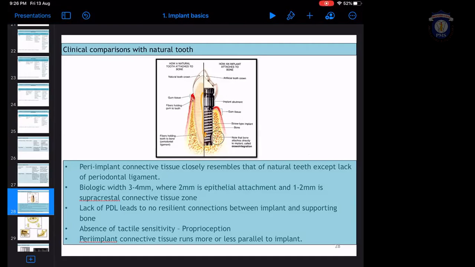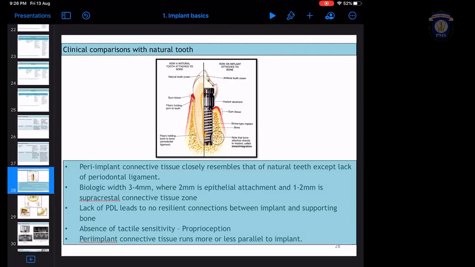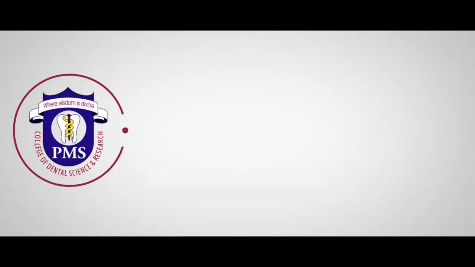Peri-implant connective tissue: there is a connective tissue attachment, but it runs more or less parallel to the implant, whereas the periodontal ligaments run perpendicular to it. So this is the basics in implantology. Next class we can talk more about the concept of osseointegration.